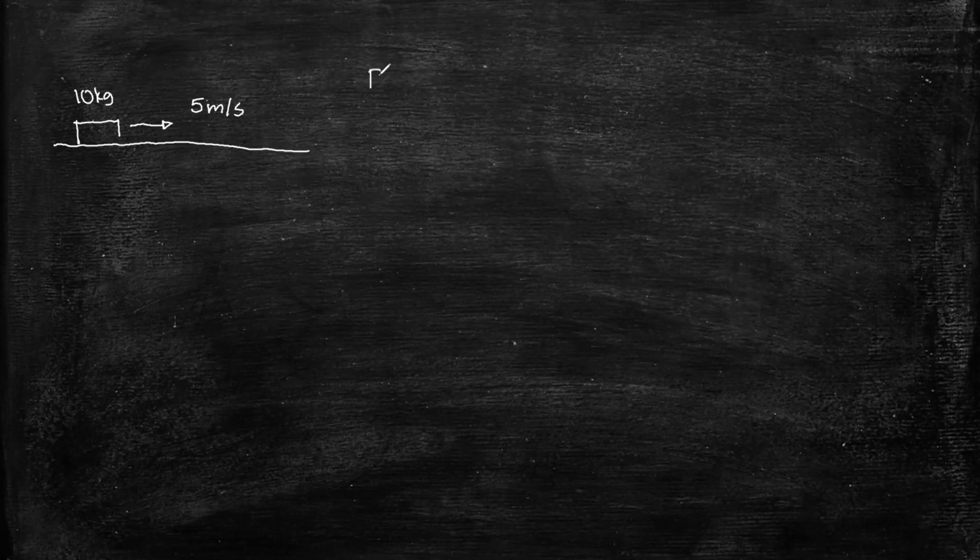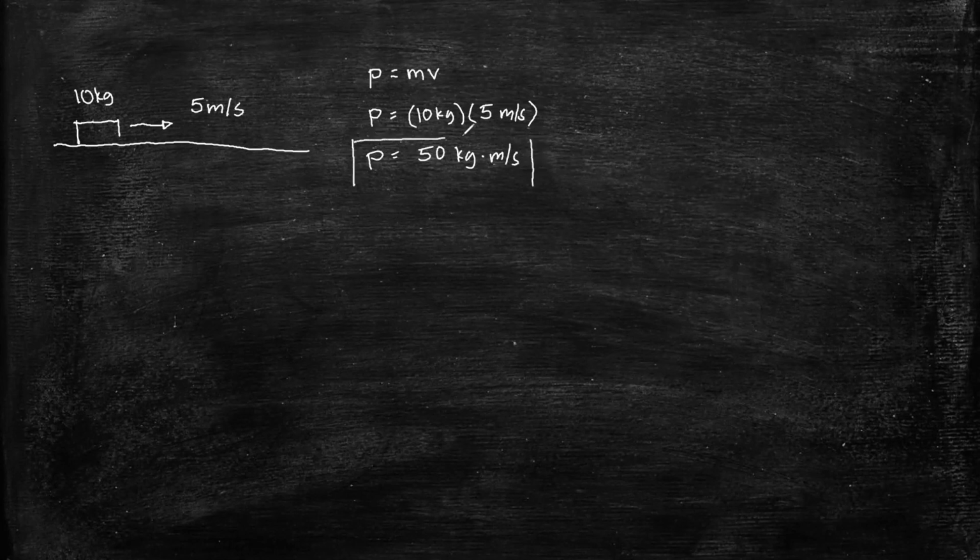So if we're going to determine its momentum, we will use the formula P is equal to mass times velocity. Therefore, our momentum is equal to 10 kilograms multiplied by 5 meters per second. Therefore, our momentum is equal to 50 kilogram meter per second. Okay.